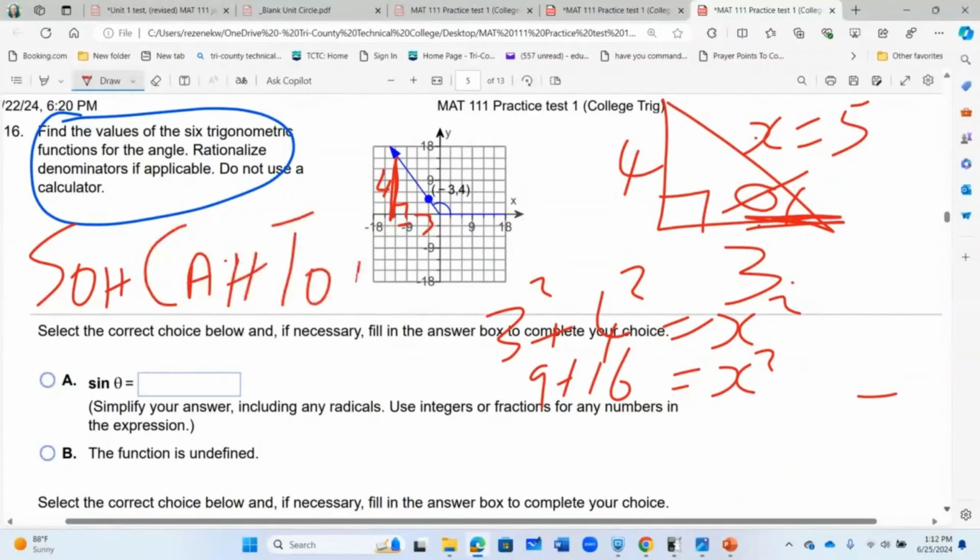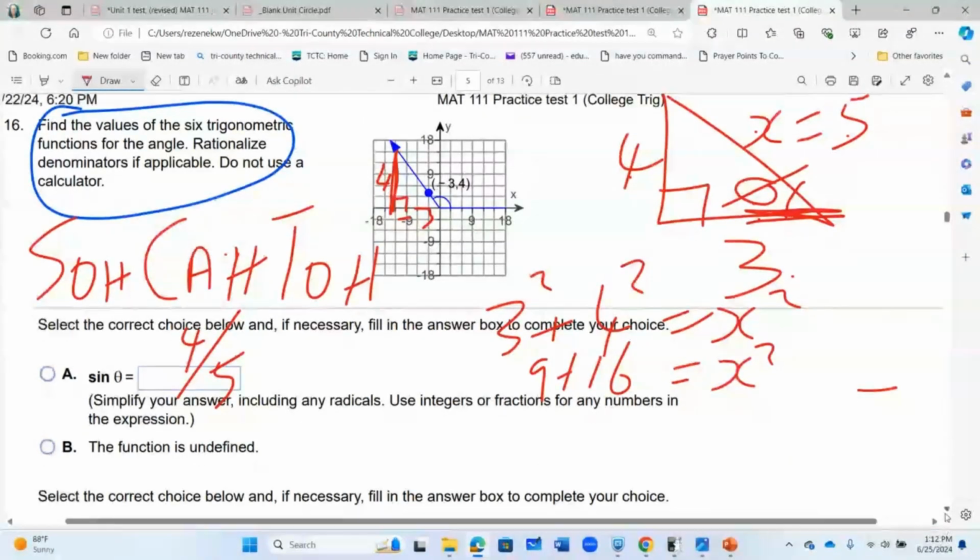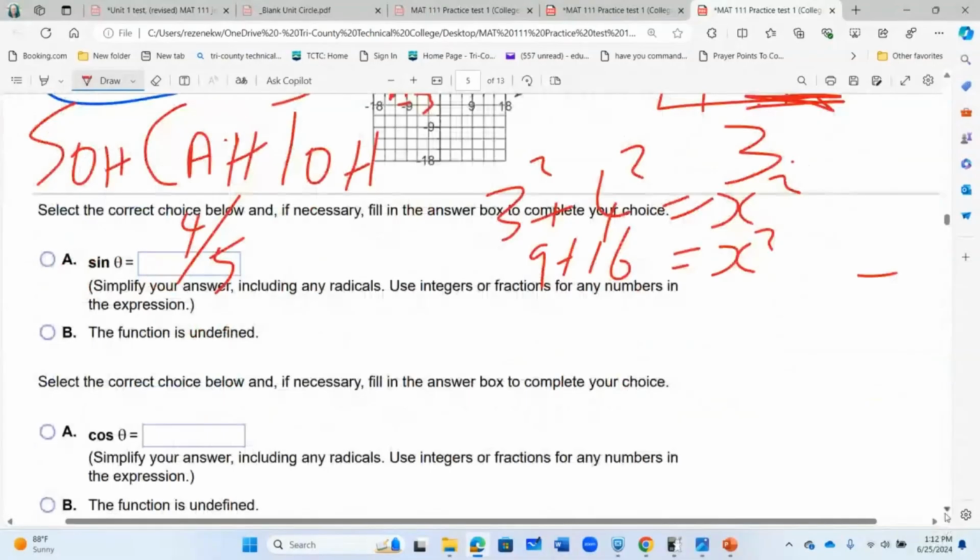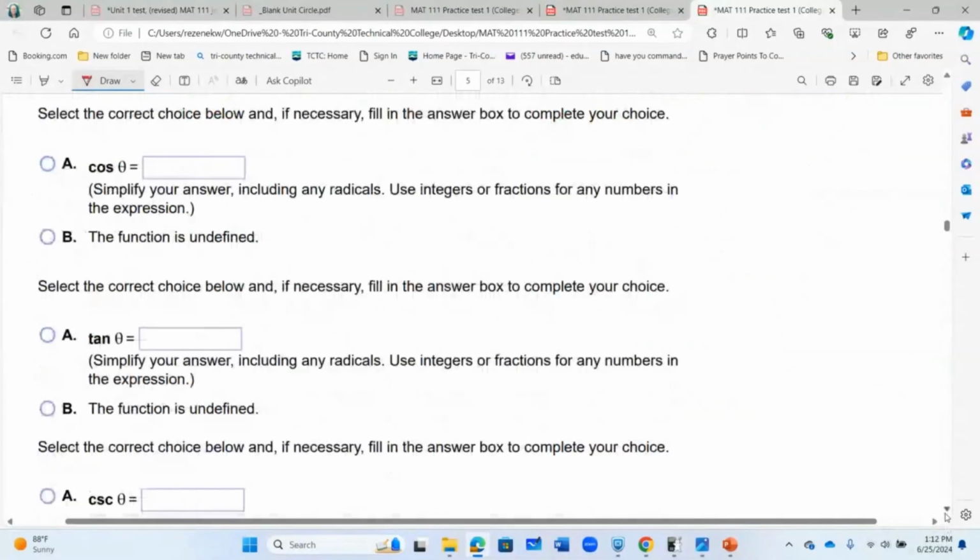SOHCAHTOA. So sine of theta is opposite over hypotenuse, over 5. And since I know sine, I know cosecant. All right, so then I'll go to wherever cosecant is and write it there.